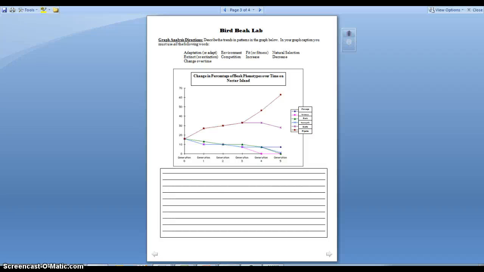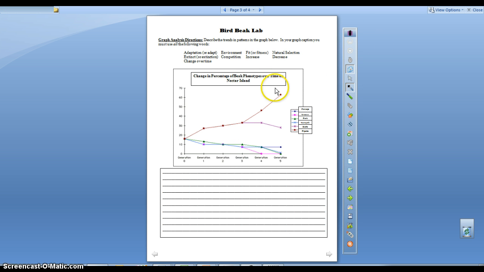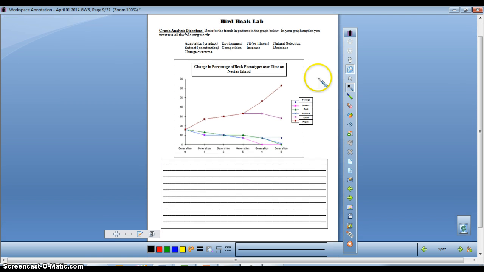Hi everybody. Let's look at a breakdown of the graph analysis from the bird beak lab that is going to be due when you get back from break. Okay? So again, this is going to be due after break.